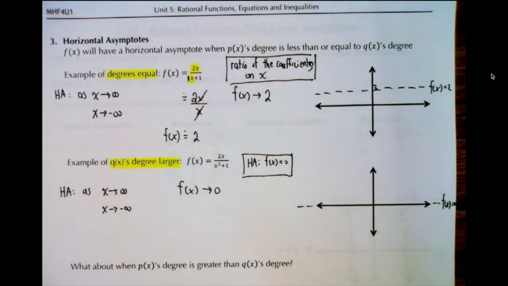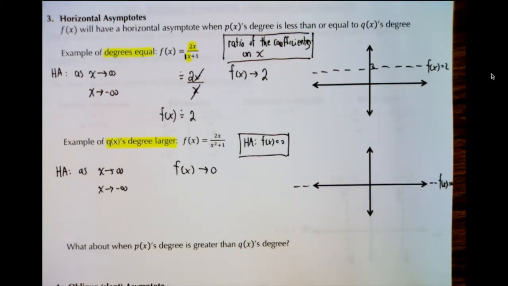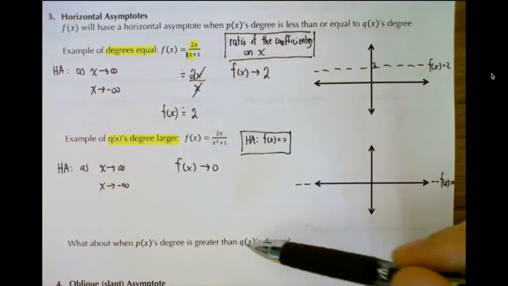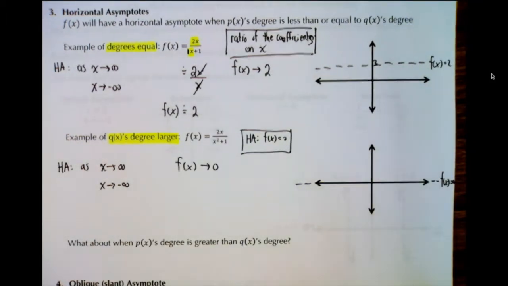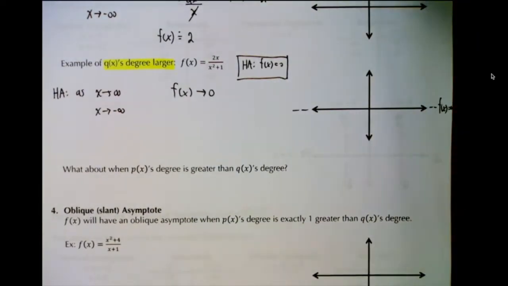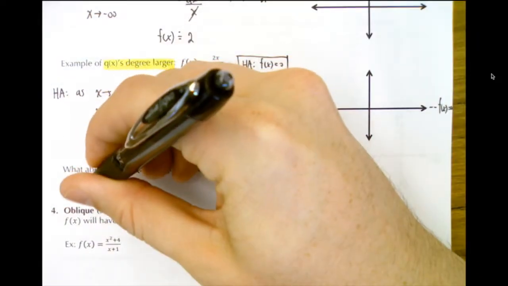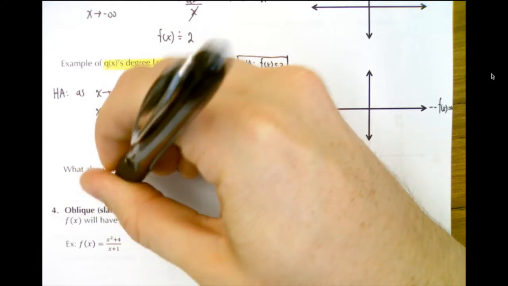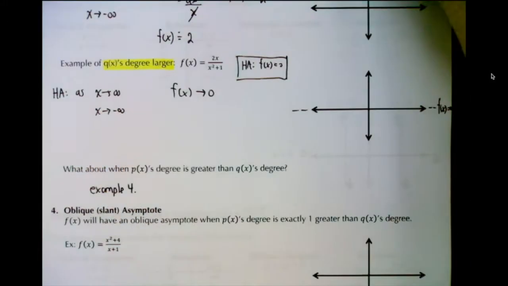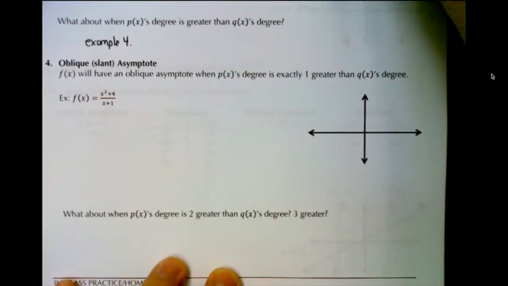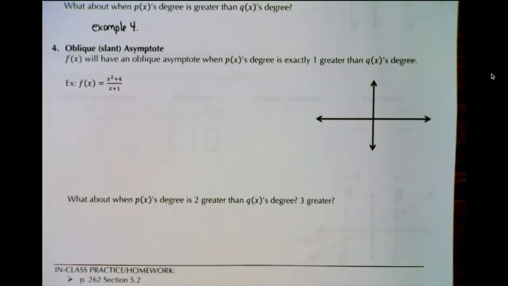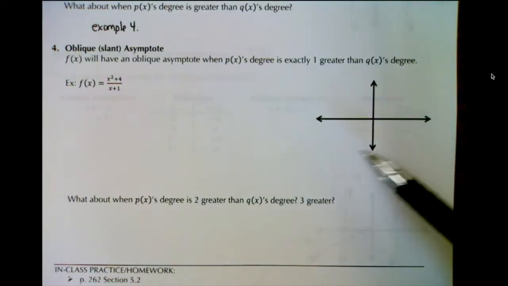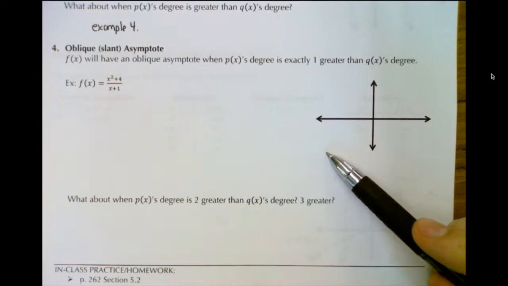So this leaves one scenario. One scenario that's left over is what happens when the degree of the numerator is larger than the degree of the denominator. Well, in this case, I guess it's example 4 happens. In this case, we have something called an oblique or slant asymptote. An oblique or slant asymptote means we have an asymptote that looks like a line that has a certain slope.